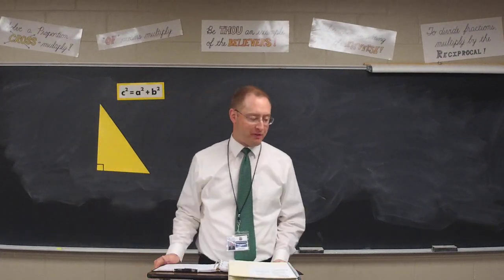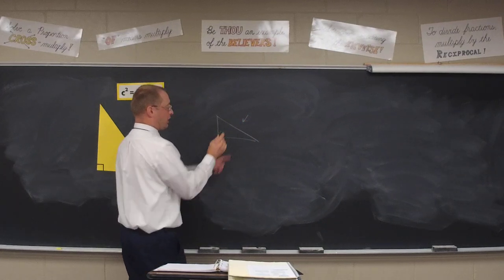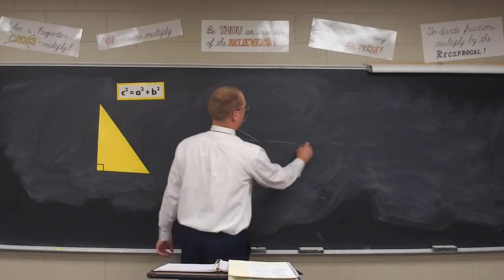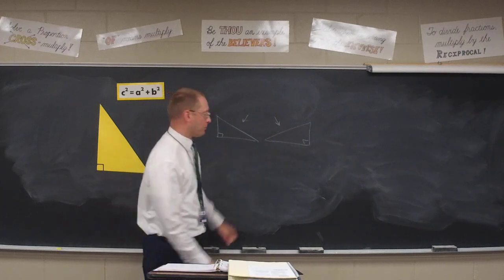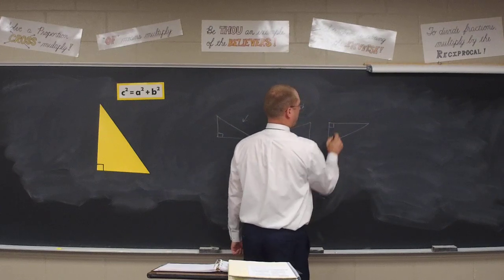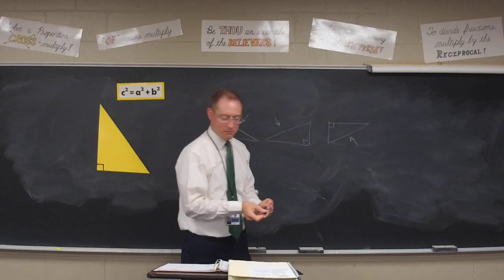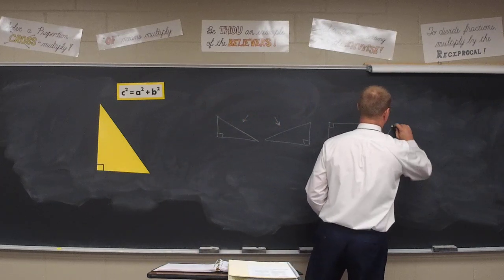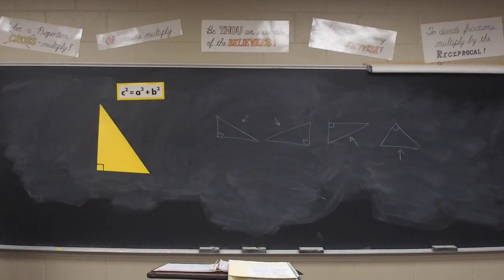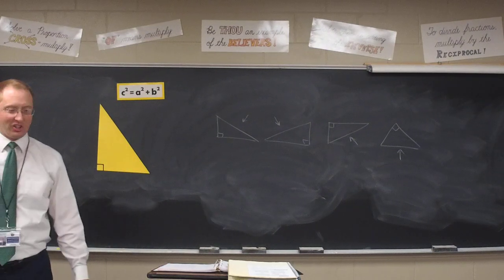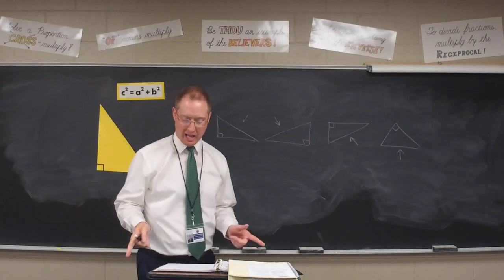All right, let's make sure we found them. On the first one, it's right here, across from the little box. On the second one, it's right here, across from the little box. On the next one, it's right here, across from the little box. And on the last one, it's down here, across from the little box. How many got all 4 hypotenuses correct? All right. That's important that we're able to identify the hypotenuse.